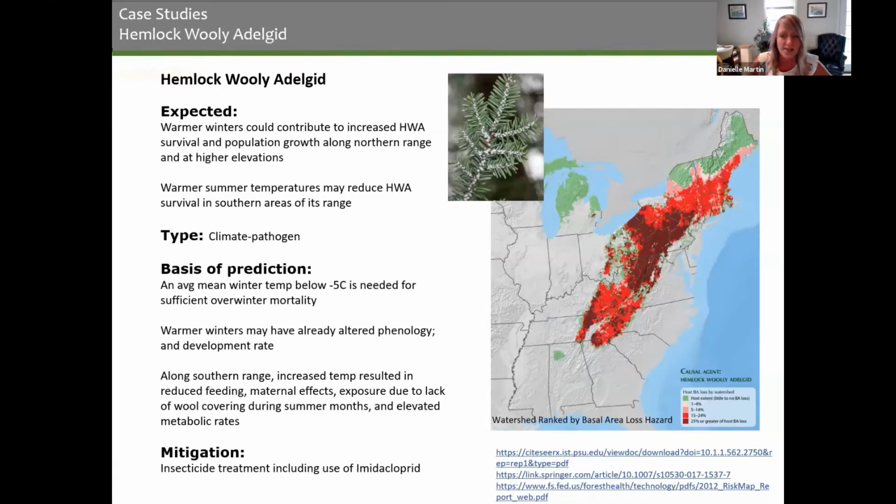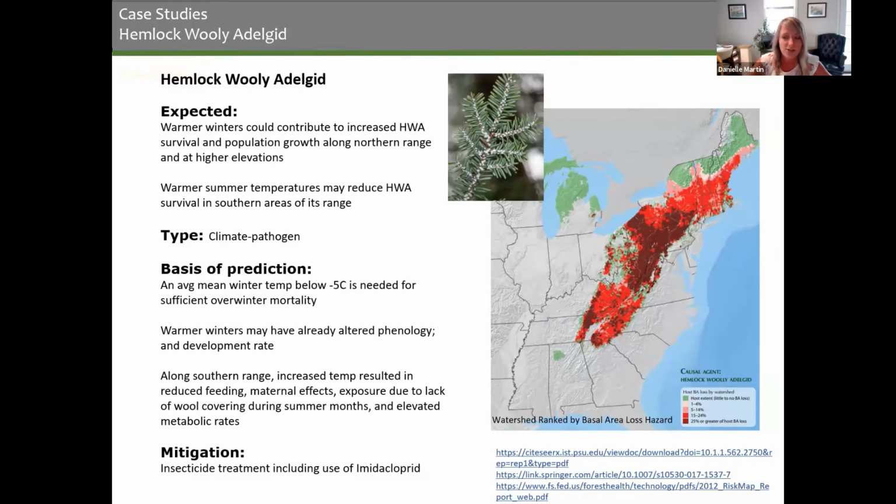HWA is a major insect pest causing widespread mortality of eastern hemlock. Hemlock woolly adelgid is likely to spread northward over the coming century as winter temperatures across the Northeast continue to warm due to climate change. A recent study found the estimated amount of overwintering mortality necessary to keep adelgid populations in check is likely to occur when the mean winter temperature is -5 degrees Celsius.